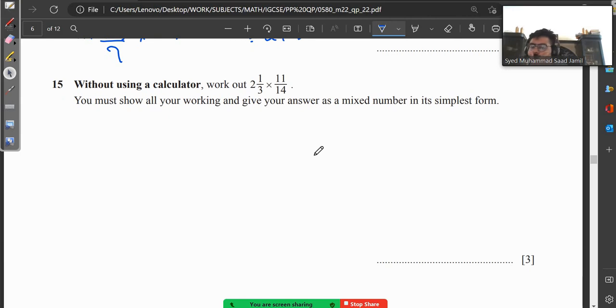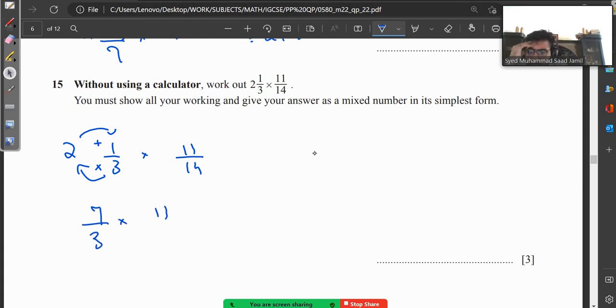Moving on to question 15, it says without using a calculator work out this. So 2 whole 1 upon 3 multiplied by 11 upon 14. 3 will be multiplied with 2. 3 2s are 6, and then it will be added with 1, which is 7. So this is multiplied, this is add. 3 2s are 6, 6 plus 1 is 7. 7 upon 3 multiplied by 11 upon 14.